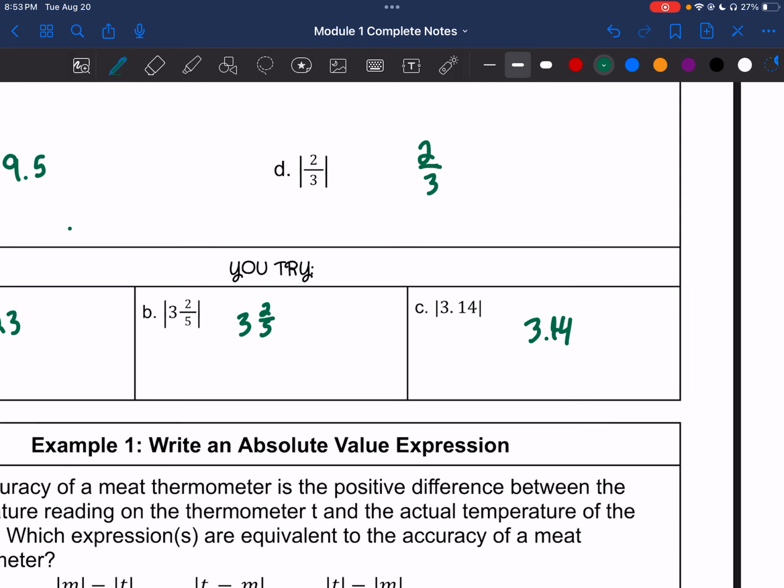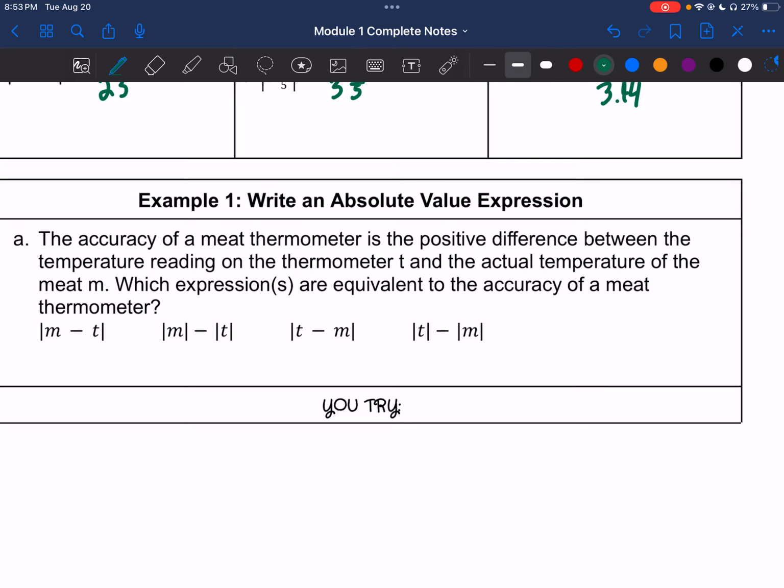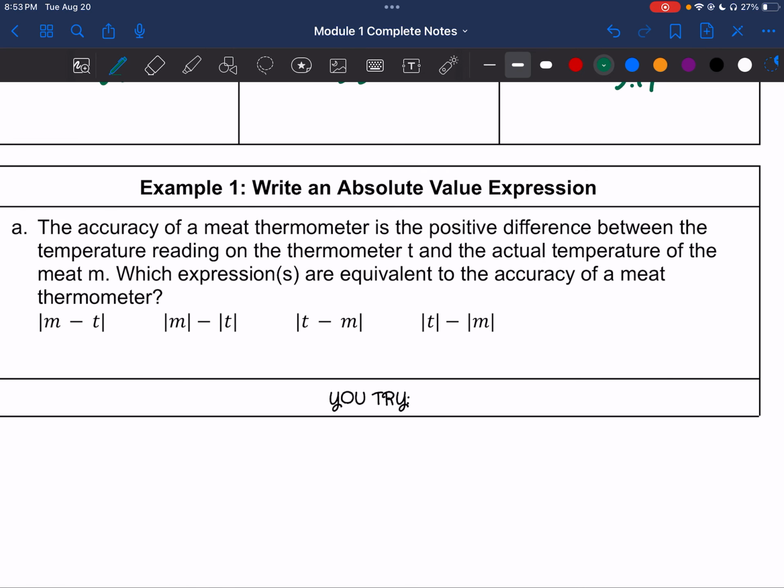Now, we're going to go on to example 1, and we are going to write an absolute value expression. So letter A, we have the accuracy of a meat thermometer is the positive difference between the temperature reading on the thermometer T and the actual temperature of the meat M. What expressions are equivalent to the accuracy of the thermometer? Well, if we think about this, the accuracy of a meat thermometer is how close are we between the measured temperature and the actual temperature. And we want the positive.